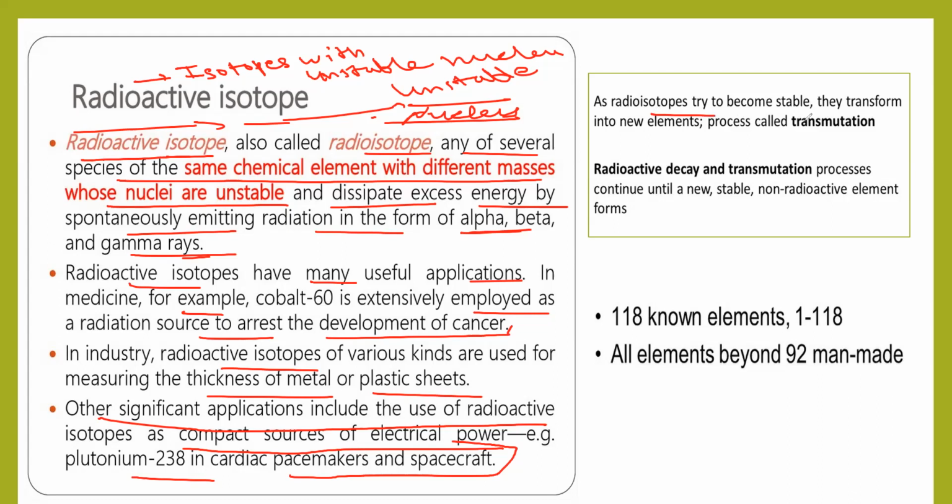So as radioisotopes try to become stable, any radioisotope has an unstable nucleus, that's why it wants to become stable. They transform for that purpose. They transform into new elements. Therefore, they can be converted into new elements, and that process is known as transmutation. So, radioactive decay and transmutation processes continue until a new stable non-radioactive element forms.